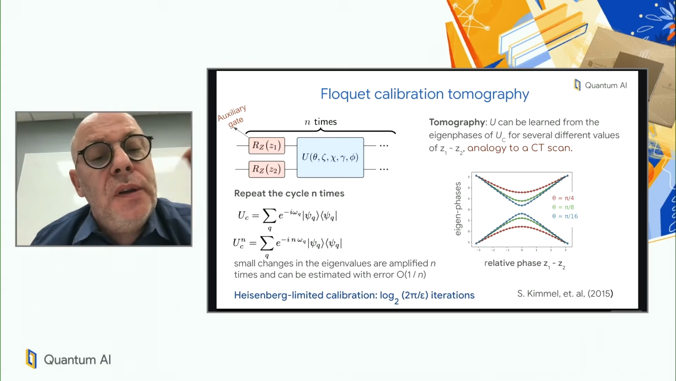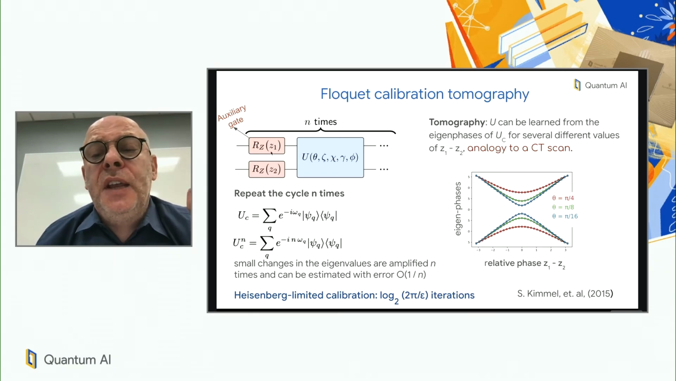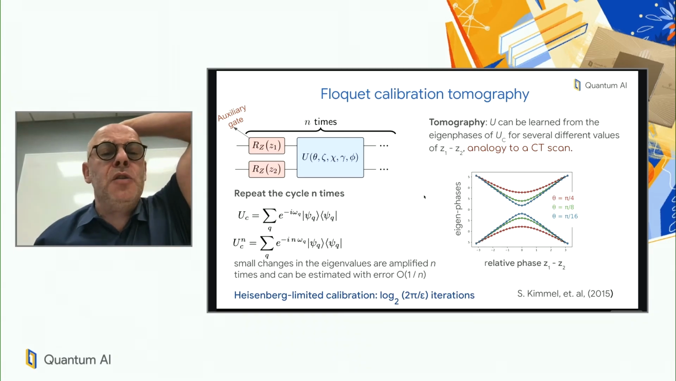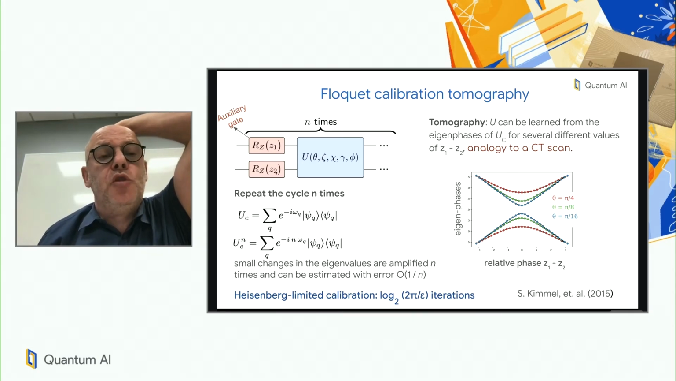Because the goal is not to learn just eigenphases, the goal is to learn parameters, this is what we do. We scan the output of that periodic circuit for different values of the phase difference between single-qubit gates. We record values of the eigenphases for different values of the difference between Z1 and Z2, which are single-qubit gate phases. For example, here you can see that we plot them for different values of the swap angle. It typically takes a few values of the phase difference to actually learn the parameters of the gate. That is the analog of the scan.